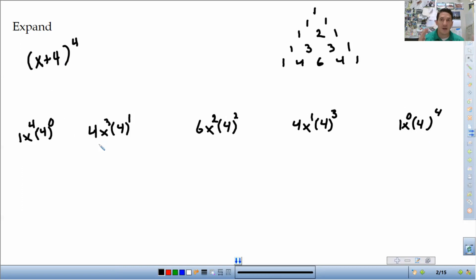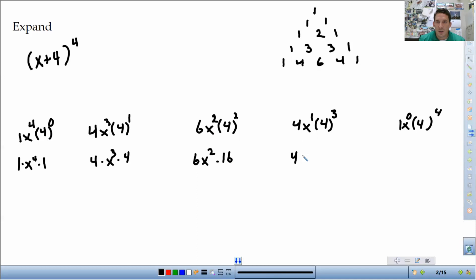All right. So from here, you just need to simplify everything. We have the basic setup done. Because we have numbers here that are multiplied, we need to multiply all this out to simplify it. First thing, I'll just do them each. This is going to be 1 times x to the fourth times 4 to the 0 is 1. We have 4 times x cubed, 4 to the first is 4. 6 x squared, 4 squared is 16.